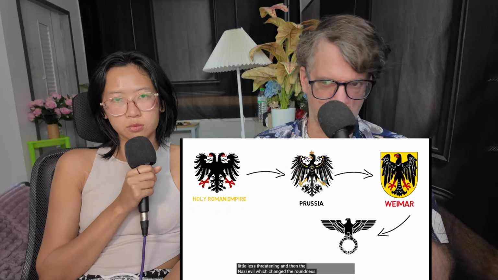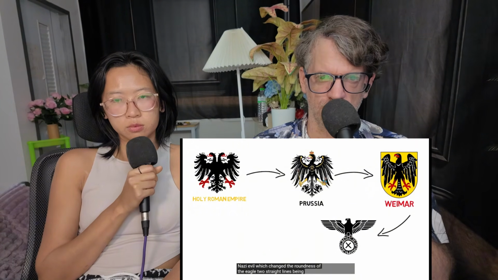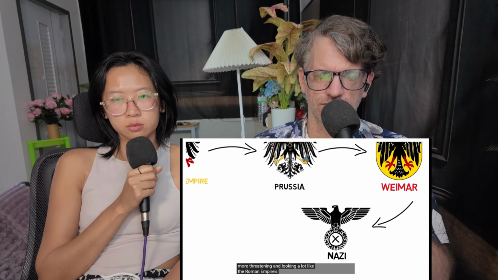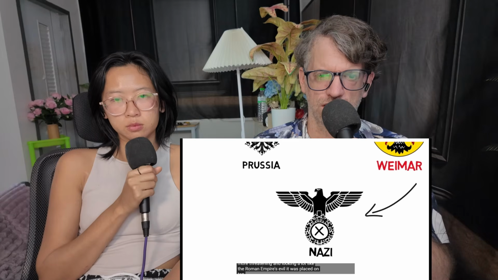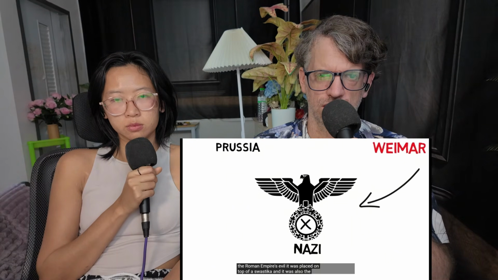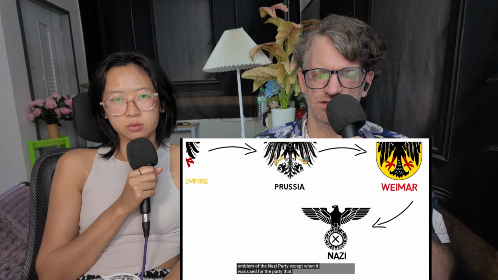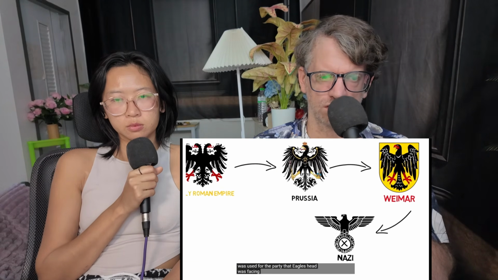The Nazi eagle changed the roundness of the eagle to straight lines, being a lot more threatening and looking a lot like the Roman Empire's eagle. It was placed on top of a swastika, and it was also the emblem of the Nazi party, except when it was used for the party, the eagle's head was facing the opposite way.